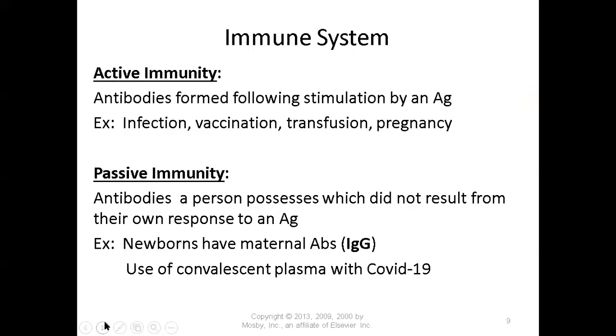Okay, so we're going to move on to a couple of other important things related to the immune system. First of all, active immunity. Active immunity are antibodies that are formed when an individual is stimulated by an antigen, and this could be done in a variety of ways. So you have an infection, some foreign agent entered your body, and your immune system is stimulated to make an antibody against it. Even the last example with the vaccination, okay?